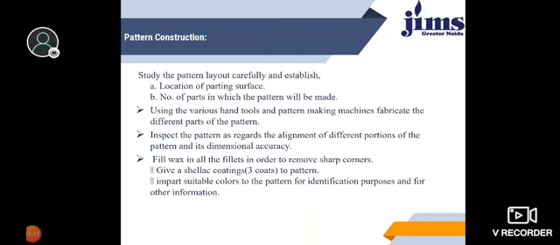Next, fill wax in all the fillets in order to remove sharp corners. Give the pattern three coats of shellac. Next, impart a suitable color to the pattern for identification purposes. We give different colors to different patterns so that they can easily be identified.